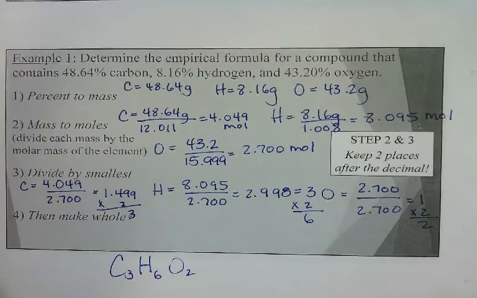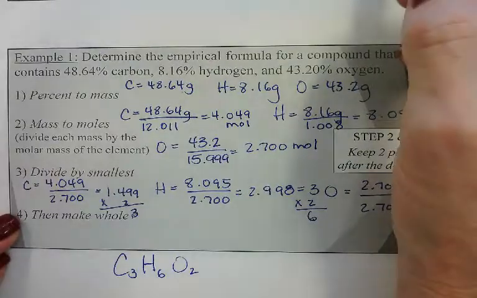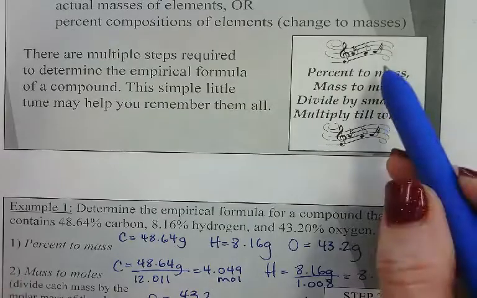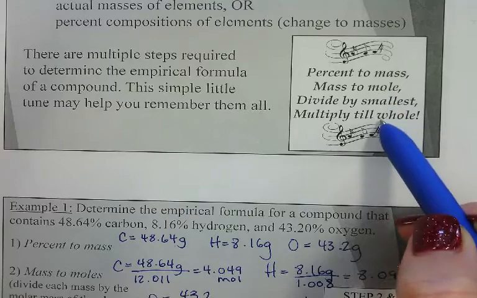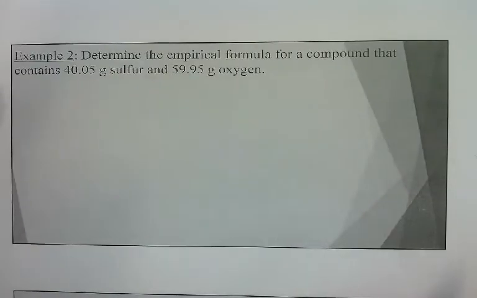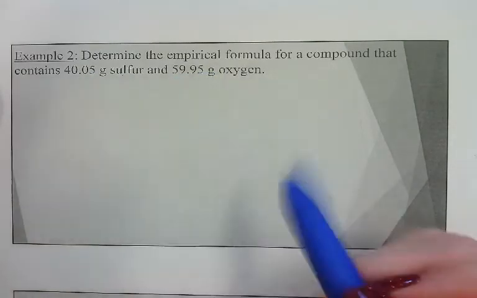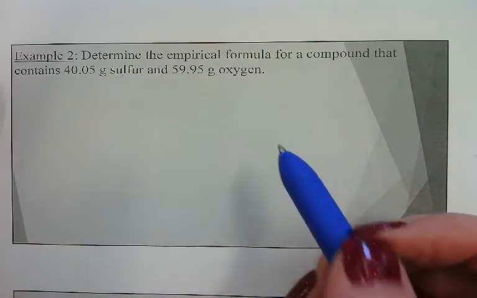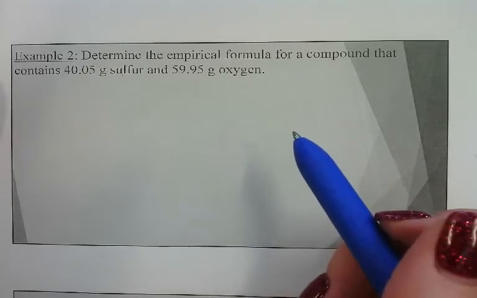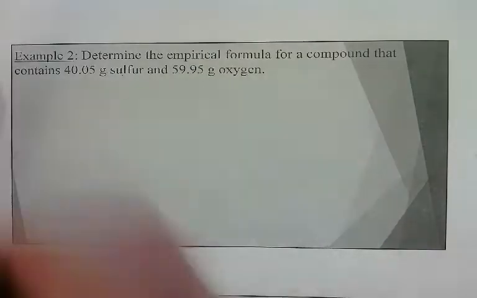You just determined an empirical formula. Congratulations, good job. Okay, percent to mass, mass to mole, divide by the smallest, then make whole, or multiply till whole. We'll do another one. We're going to determine the empirical formula for a compound that has 40.05 grams of sulfur, 59.95 grams of oxygen. So step number 1 is percent to mass. Okay, it's already got a G by it, so it's in mass. So I don't have to do that.